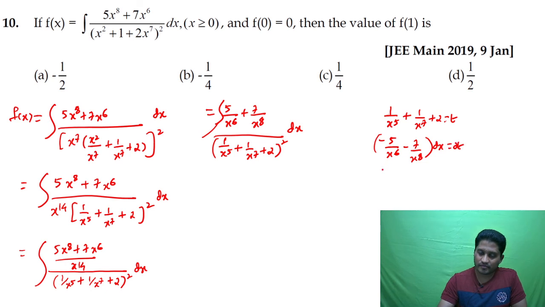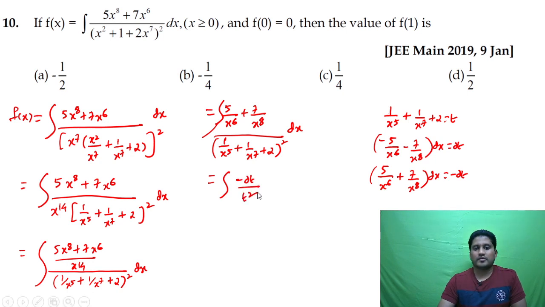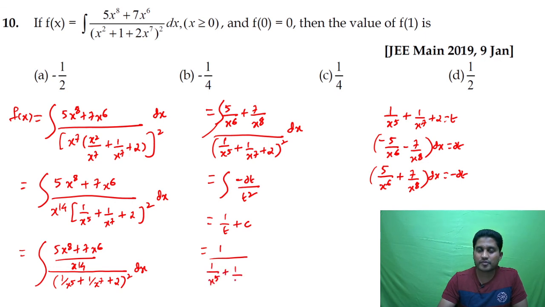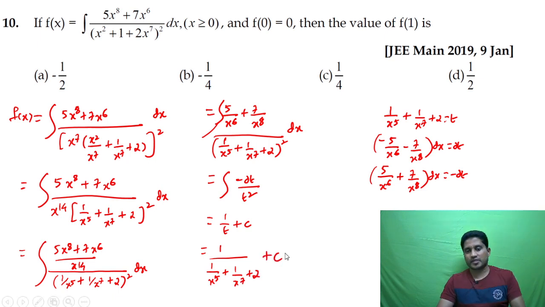So I get 1 by 5 by x to the power of 6 plus 7 by x to the power of 8. Okay, and then dx is equal to minus dt. So this becomes numerator as minus dt divided by t square. Integration of 1 by t square is minus 1 by t. So these 2 minus signs will become plus. Substitute the value of t, 1 upon, what's the value of t? 1 by x to the power of 5 plus 1 by x to the power of 7 plus 2 and plus c. Now take LCM 7.